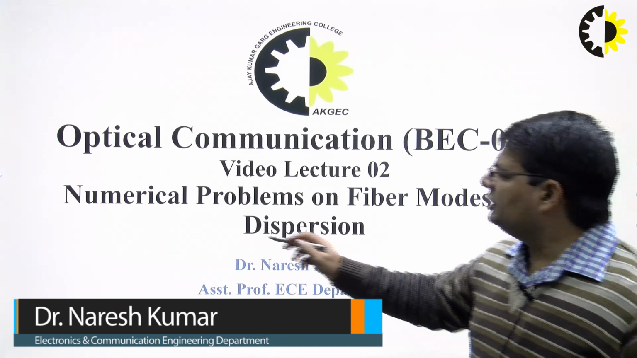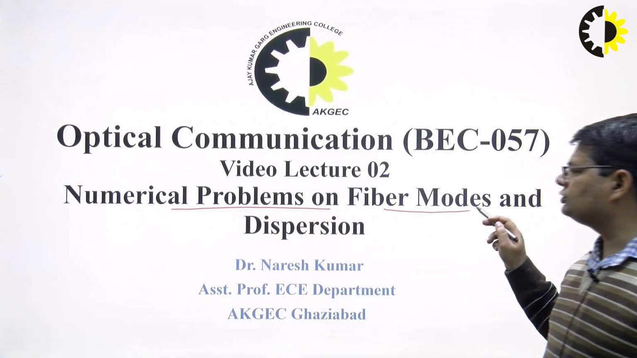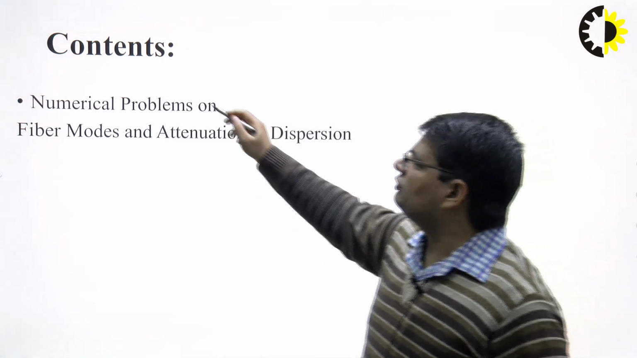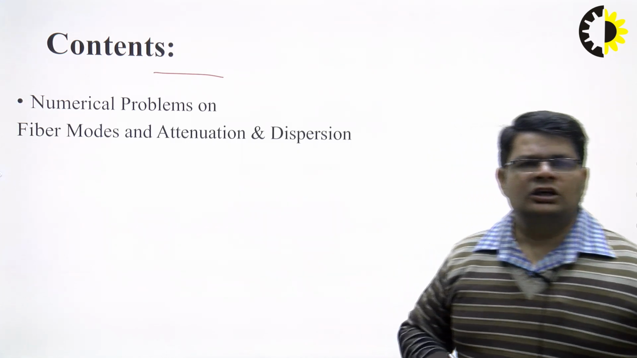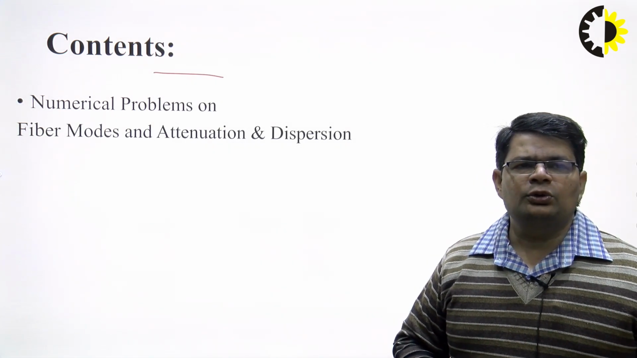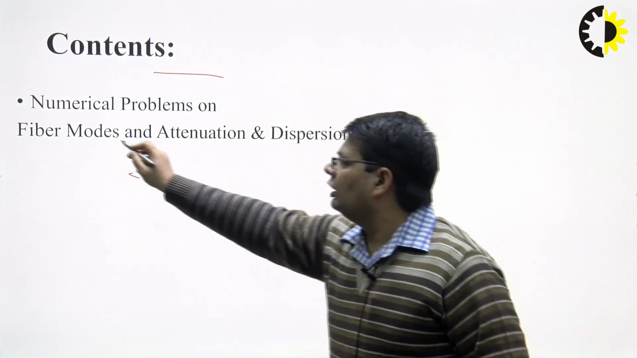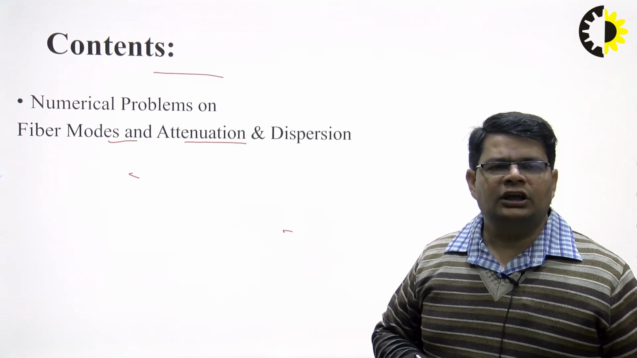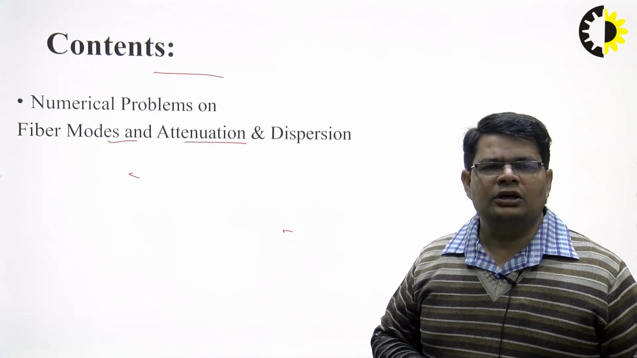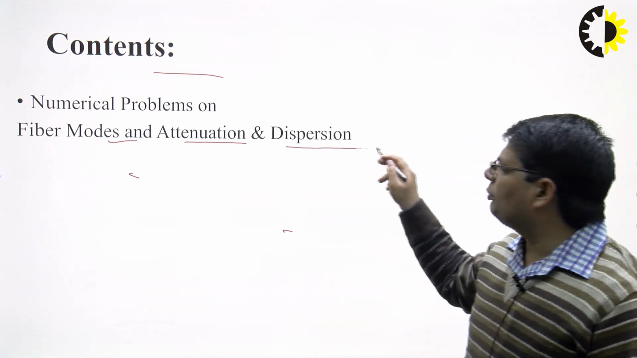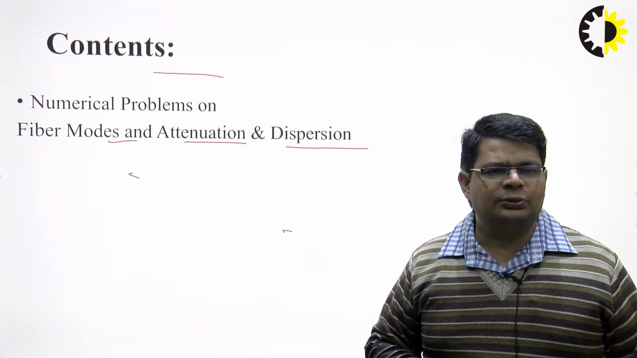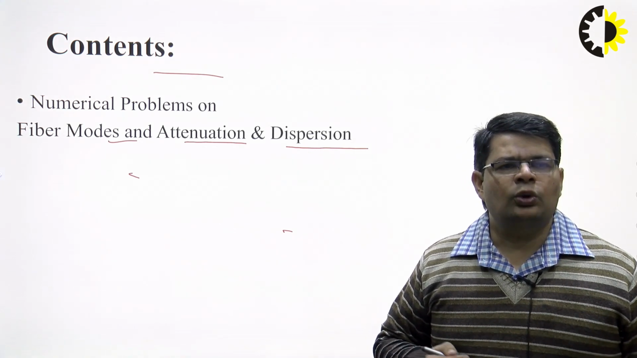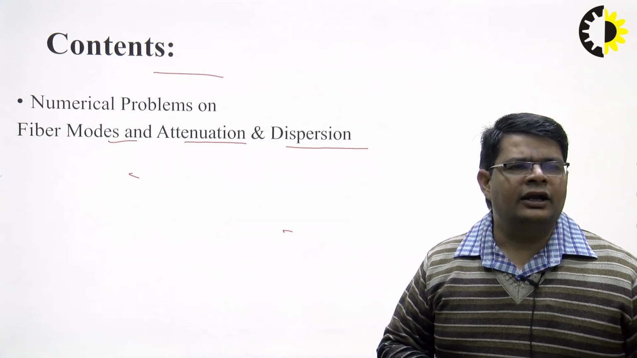In this lecture, we will discuss basically numerical problems on fiber modes and dispersion. As discussed, the main contents for this lecture will be how we can solve some numerical problems which are related to calculation of fiber modes, attenuation or losses in the fiber, and different types of attenuation and dispersion mechanisms available in optical fiber communication. The dispersion problems will also include the problem from the material dispersion, that is chromatic dispersion or intramodal dispersion, and the intermodal dispersion, and finally in one numerical we will also calculate the total dispersion, that is the combined effect of both intermodal and intramodal dispersions, etc.